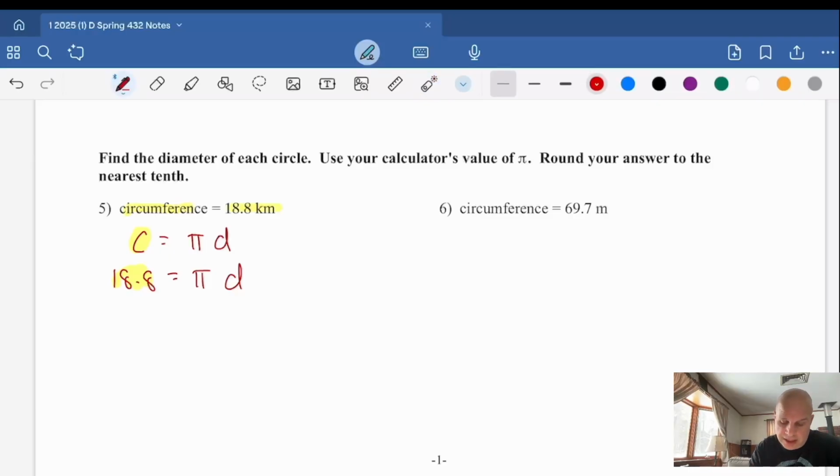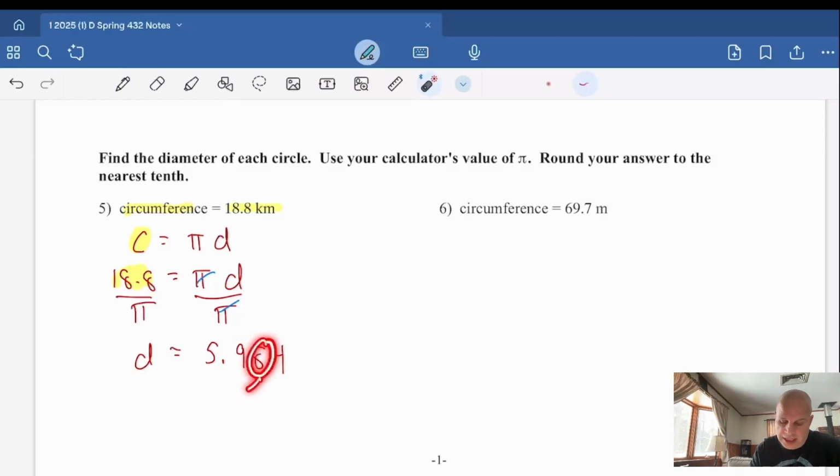Now, to get the D by itself, I'm going to divide both sides by pi. So in my calculator, I'm going to type in 18.8 divided by the pi button. Since the pi's cancel out, I'm just left with D on that side. I'll switch the order around the equal sign and say D is equal to, if I type in 18.8 divided by pi, I get 5.984. Since that 8 comes after that 9 in the 1 decimal place, we round that 9 up to 10, which means this becomes 6.0 kilometers.